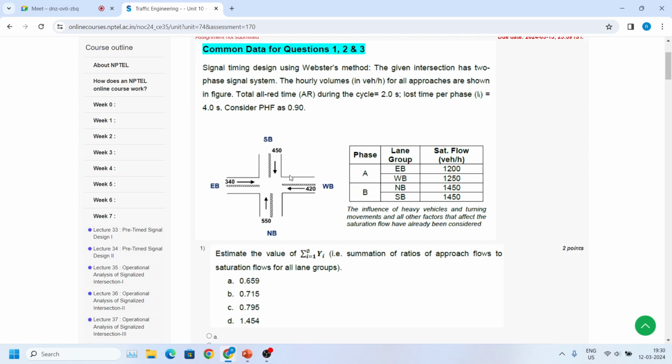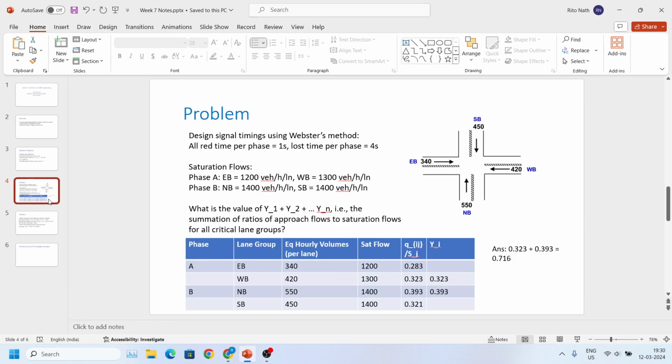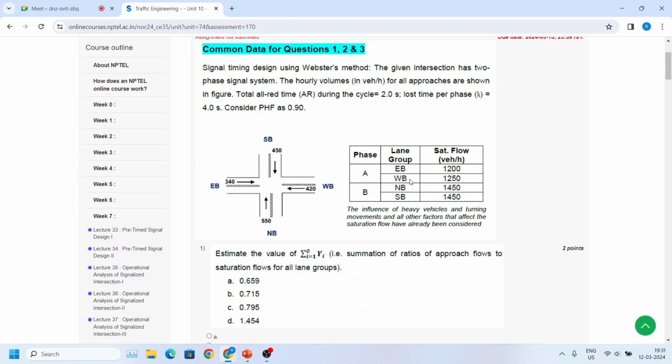Okay, here I think we have to divide it by this. Let me work it out. 340, that's eastbound. Okay, 420. Yeah, so let me get the saturation flows. So it's 1250 set. 36. Okay.